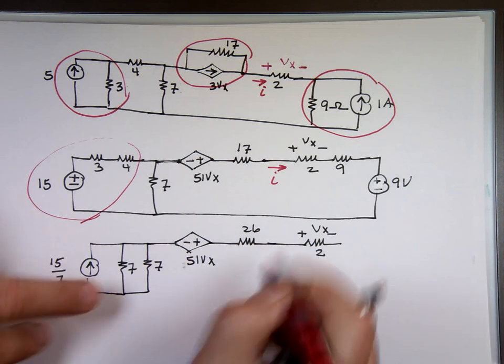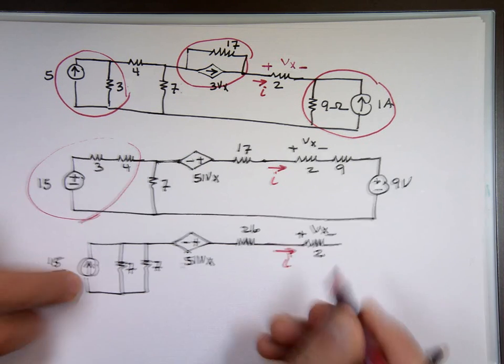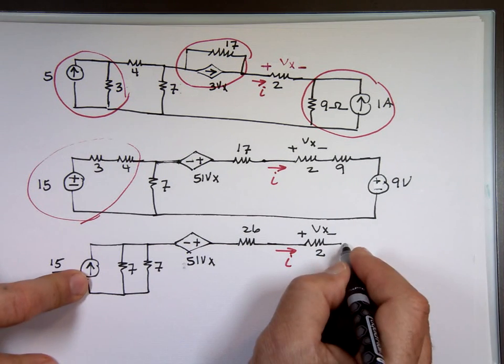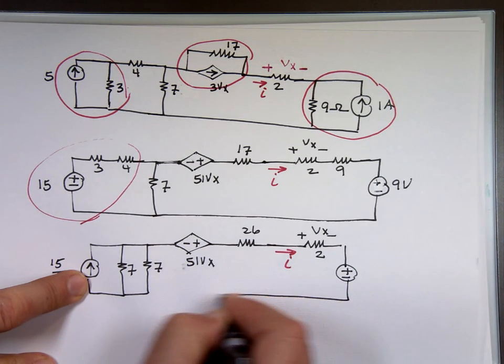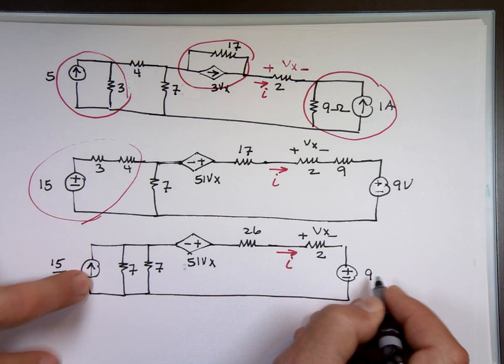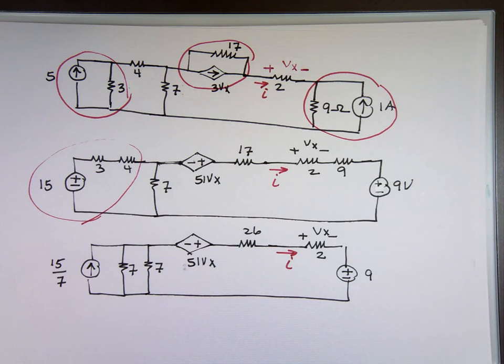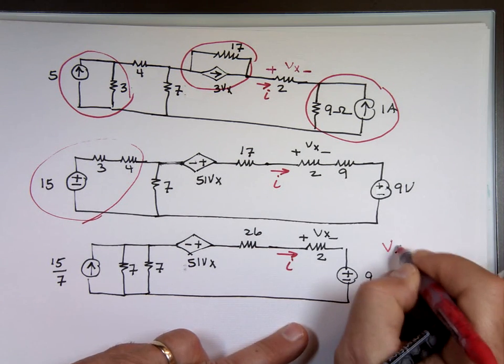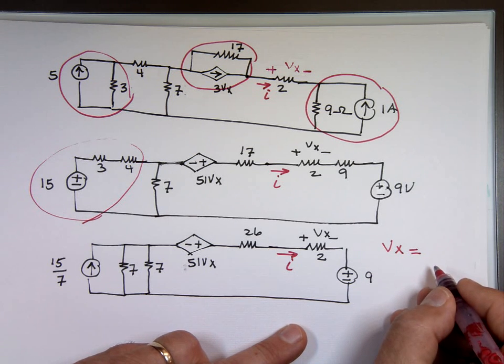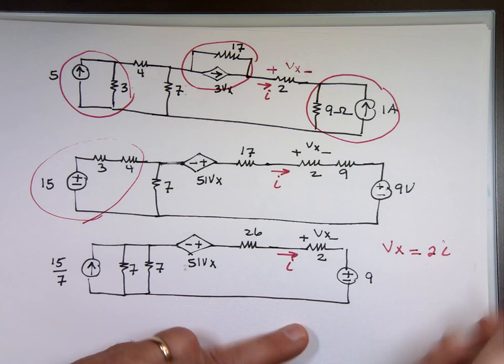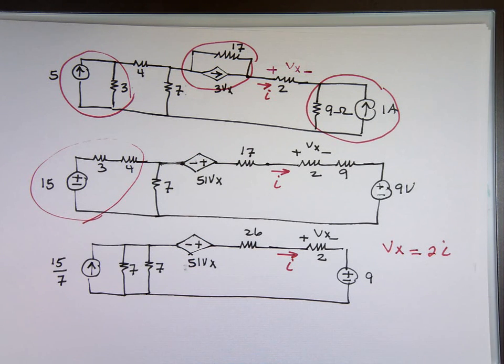And this is I, still going in that direction. I don't want to combine the 2 with them. Why? Because I will lose Vx, right? But what is Vx equal to in terms of the current? Isn't that 2 times I? 2 times I. Give me a few minutes.